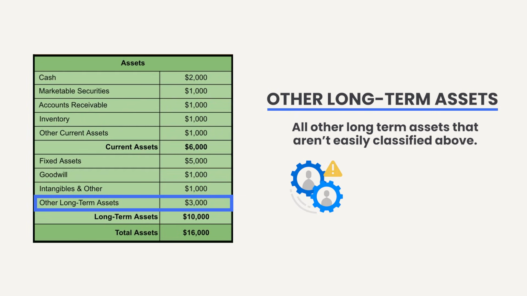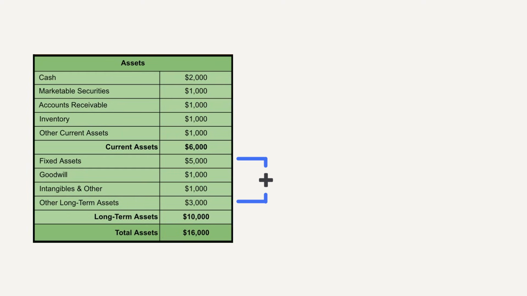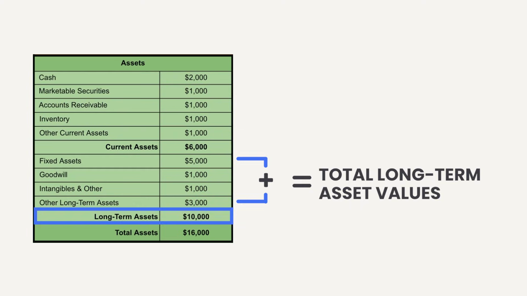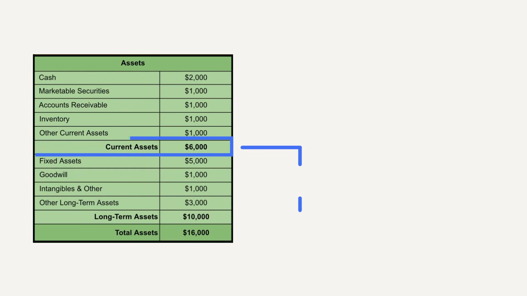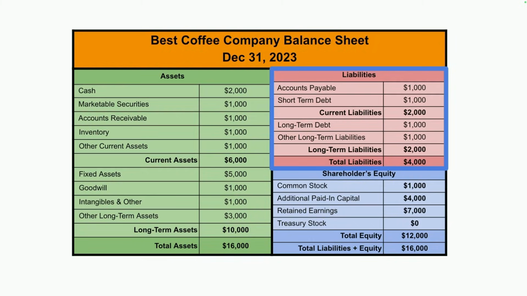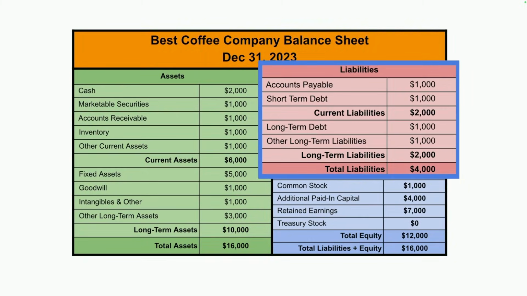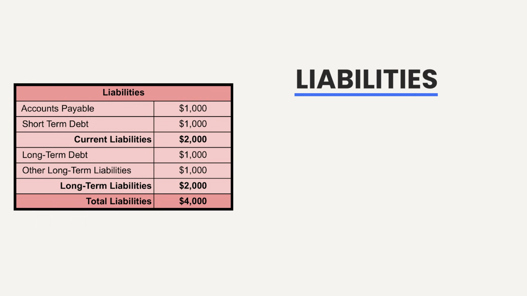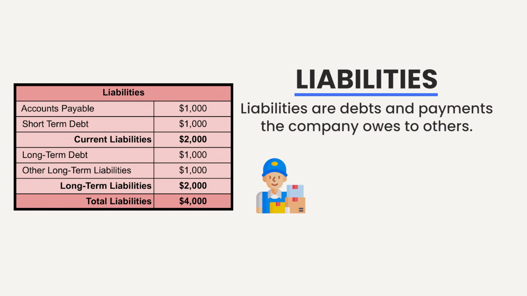The final category is called other long-term assets and includes all other long-term assets that aren't easily classified above. This includes operating lease right-of-use assets, brand value, hedges, and more. When added together, these numbers give us the total long-term assets. Finally, when we add up the total value of current assets plus long-term assets, we get the total amount of assets that a company owns. That brings us to the second major component of the balance sheet, which is liabilities, which are the debts and payments that a company owes to others, such as suppliers, employees, and lenders.